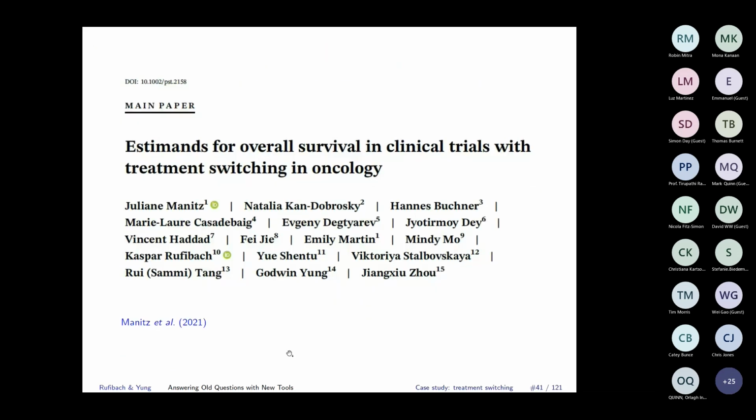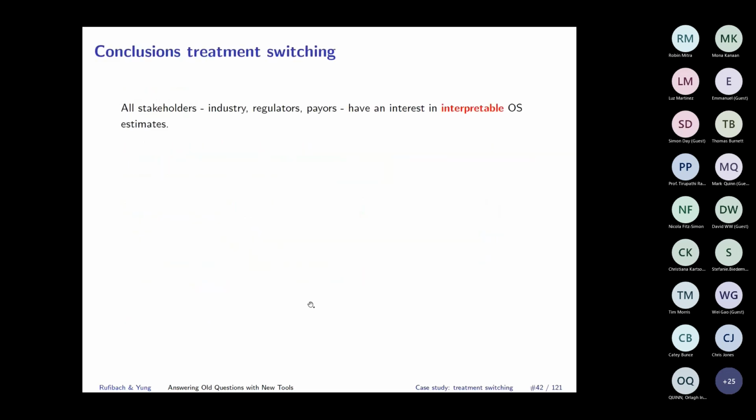This is also something we, out of this cross-industry working group, put together: estimates for overall survival in clinical trials with treatment switching in oncology. There we discuss all these scenarios and also how you can estimate such estimates. This is just a recollection of methods. These methods have been developed earlier, so this is not something we developed.